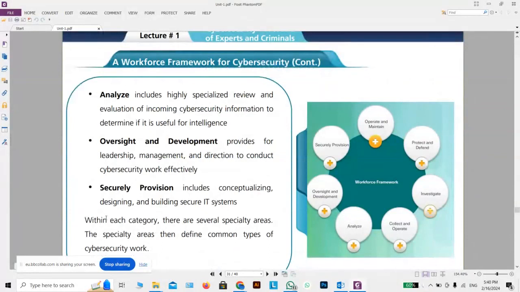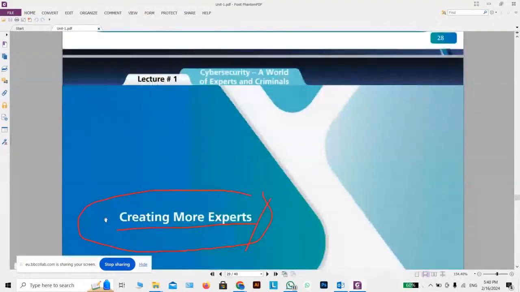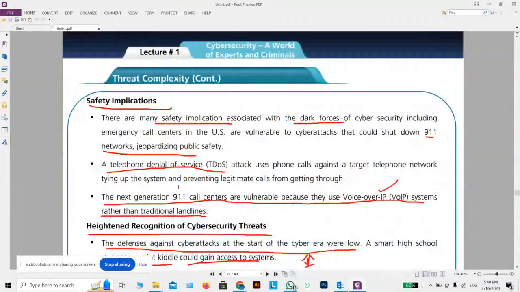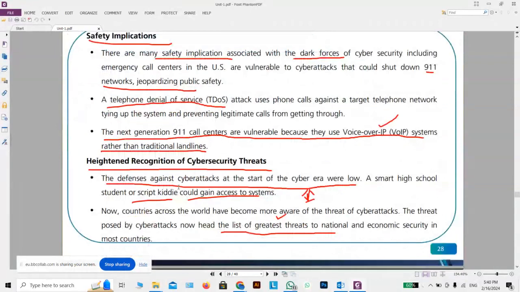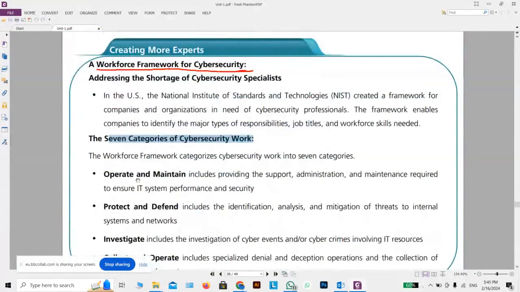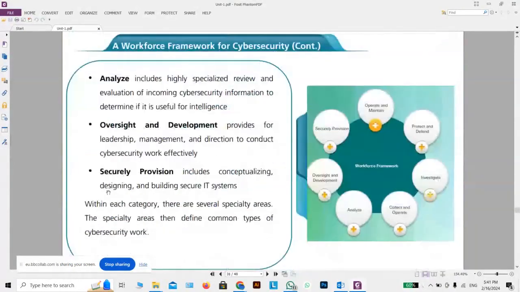So conceptualize means they just give an idea and think of what kind of measures and what kind of systems we can create or design for this kind of environment. And I told you the environment where we have these kind of implications. Even though we have the public safety system, still there are vulnerabilities associated with national or security concerns. So here they have developed a framework which they organized into different domains. And there are 7 domains. The first is security provision, where they conceptually design and procure and build a secure information system.